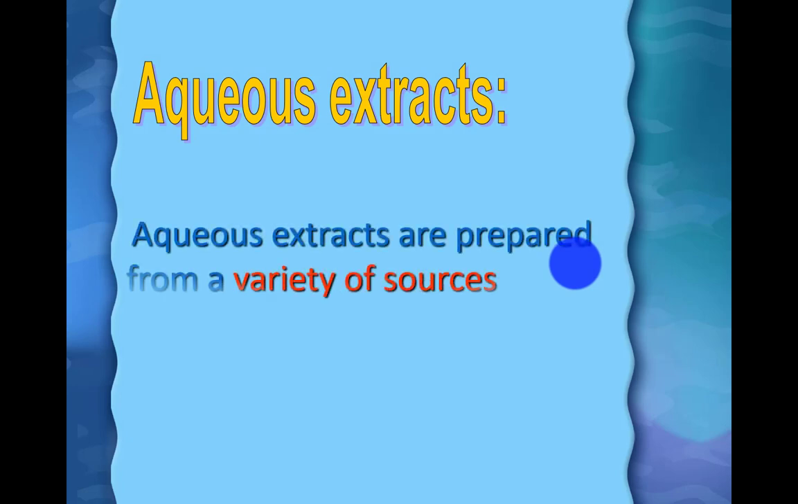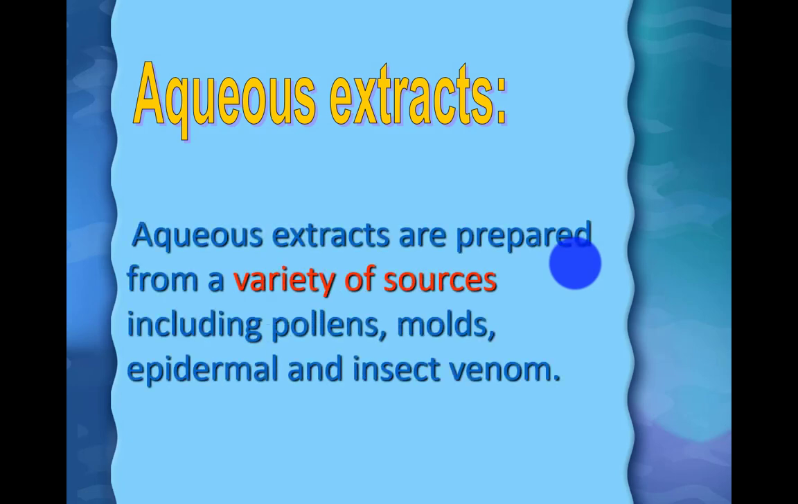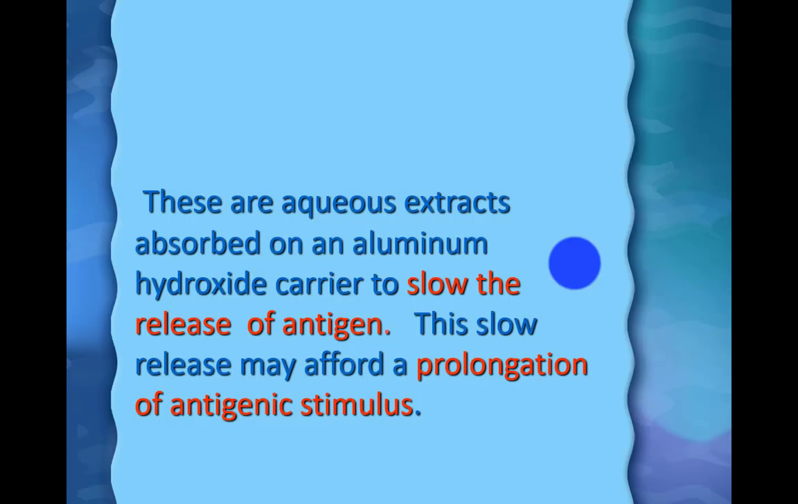Aqueous extract. Aqueous extracts are prepared from a variety of sources including pollen, molds, epidermal and insect venom. These are aqueous extracts absorbed on an aluminum hydroxide carrier to slow the release of antigen. This slow release may afford a prolongation of antigenic stimulus.